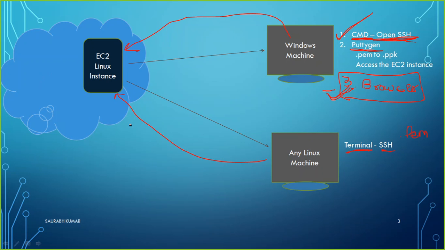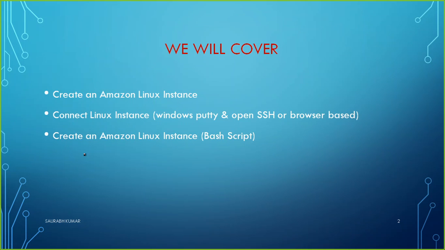So this way we have finished these two steps. We have learned how to create an Amazon Linux instance, and how to connect to a Linux instance with multiple options: Windows PuTTY, OpenSSH, browser based and all. Now I am moving to the third practical of today's lesson, that is creating an Amazon Linux instance, which we have already done here. There is no difference. The only difference I want to add is a bash script. This time I am going to perform exactly the same task, but I will add some bash script.